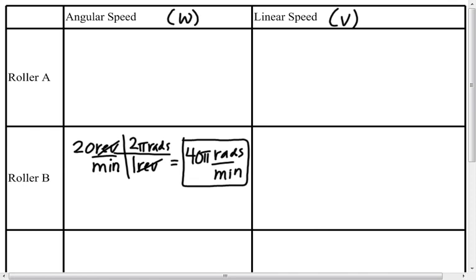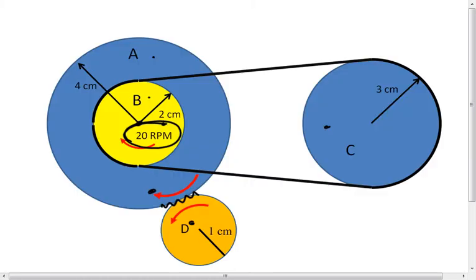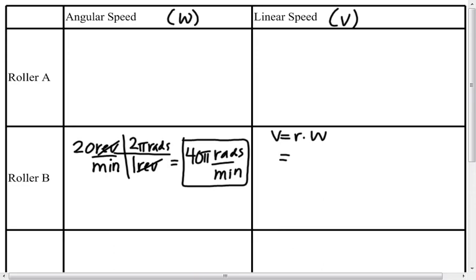All right. I can use that then to find my linear speed for roller B. And my linear speed, again, I will find by doing V equals R times W. So if you go back here and I look at disc B, the radius for disc B is 2 centimeters right here. And so I will use that to find the linear speed. So the linear speed will be my radius, which is 2 centimeters, times my angular speed, which is 40 pi radians per minute.